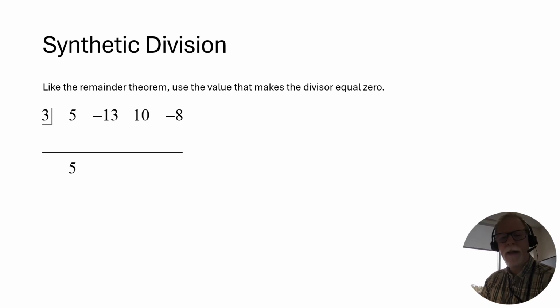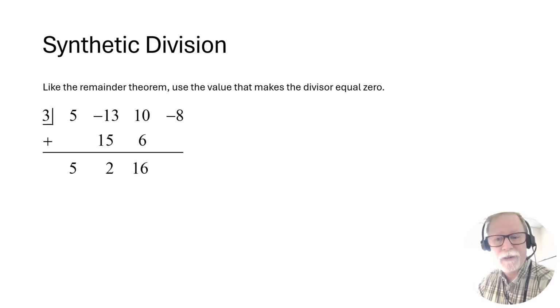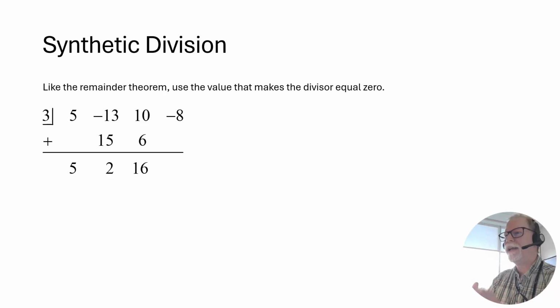Take that, multiply by the number in the box, air quote there. So 5 times 3, 15. Write it in the next column and add the columns. So I get a 2. Repeat the process. 2 times the number in the box, 6, add it to the 10, 16. Now pause, you'll notice these are the coefficients of the quotient that we just calculated. So we're off to a good start. The final number that we calculate is the last thing, the remainder. So if everything goes well, so far so good, it should be 40.